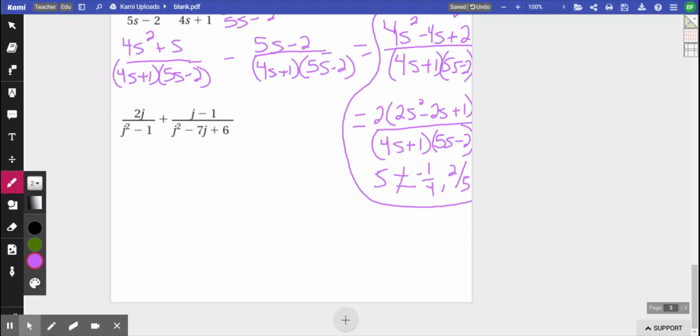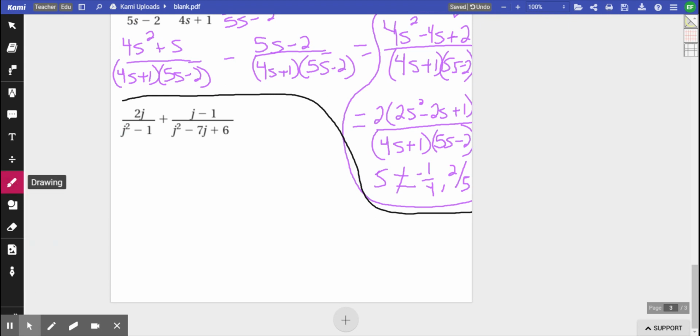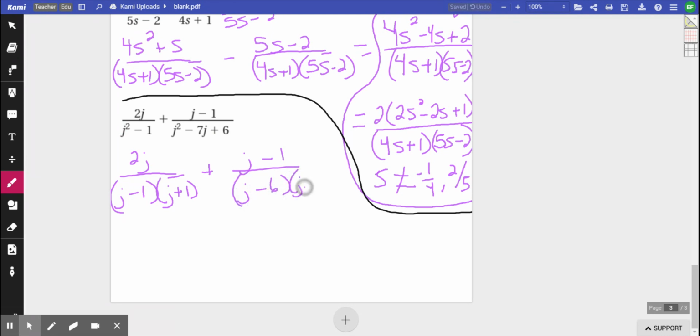All right, last problem. Last one. This one had a common factor, if I remember correctly. So let's take a look. If I factor my first fraction, the denominator anyways, I get j minus 1 and j plus 1. It's a difference of squares. Okay. Second fraction, I get j minus 1 over, this is j minus 6 and j minus 1.